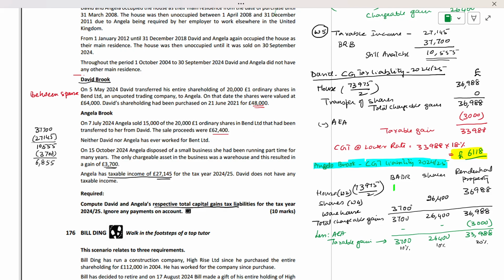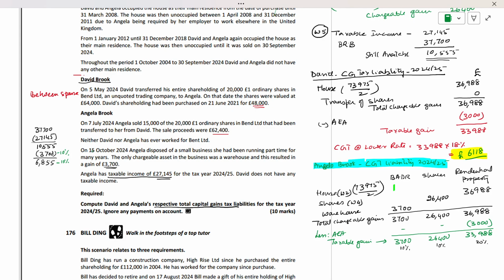Good. Now, up to 37,700, what is that basic rate? Is it right? Yes, sir. Up to 37,700 is the basic rate. Means this will be at what rate? This will be at the rate of 10%. That is fixed 10% also. And this will also be at the rate of 10%. So that can be claimed from 26,400.